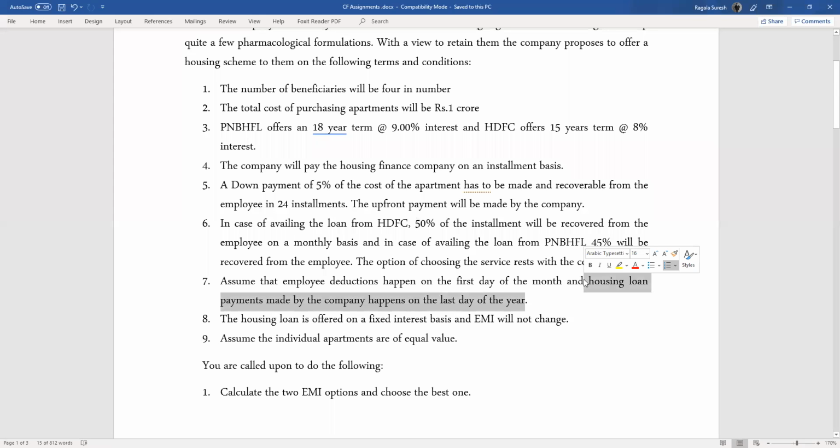Okay. So one doubt I am having here. Housing loan paid by the company will be on the last day of the year, which means 31st December on a yearly basis, right? Correct. So we need not calculate amortization on a monthly basis. Amortization is just a period, how many periods we have within the year. For us it is one.